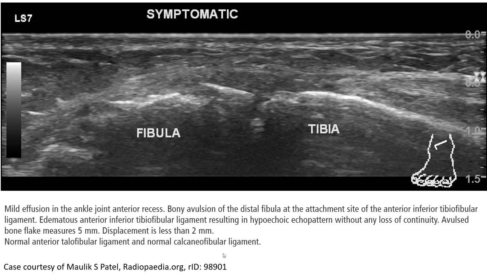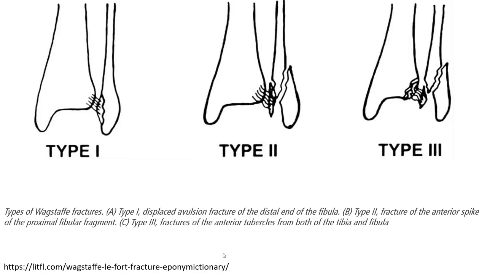The avulsed bone fragment measures around 5 mm. The space is less than 2 mm. No tear of the anterior tibiofibular ligament and no tear of the posterior tibiofibular ligament.